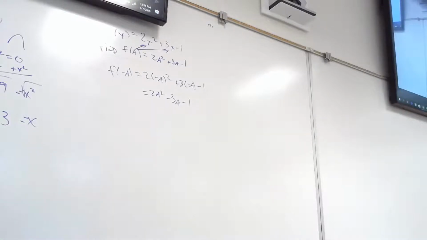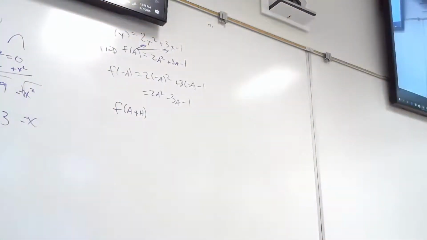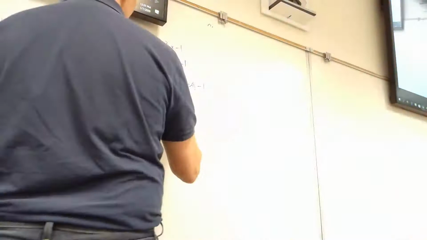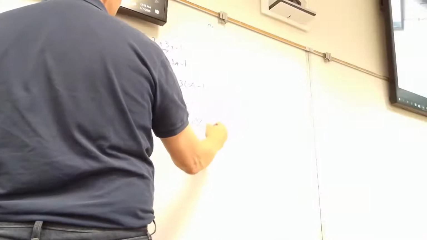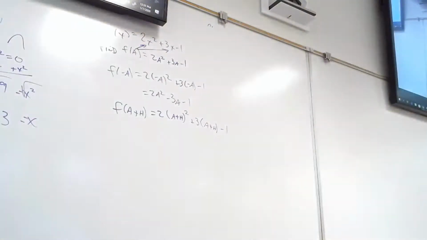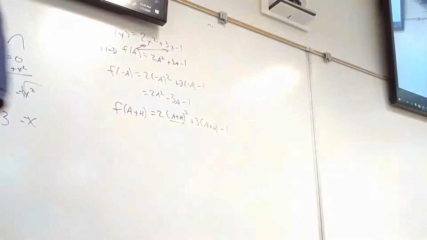Okay, so here is what we're going to do next. What if I said find f of a plus h? Let's pick on, that was Daniel, right? Zachary Nordquist. So it'd be 2 times a plus h, squared, plus 3 times a plus h, minus 1. Okay. Now we need to FOIL this out. Can you FOIL that out for me?